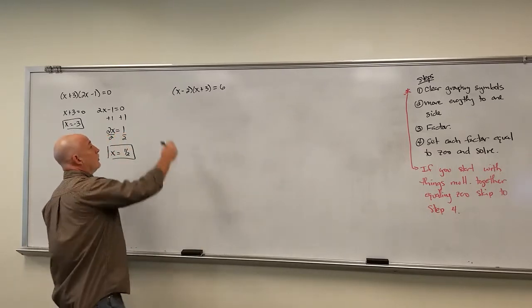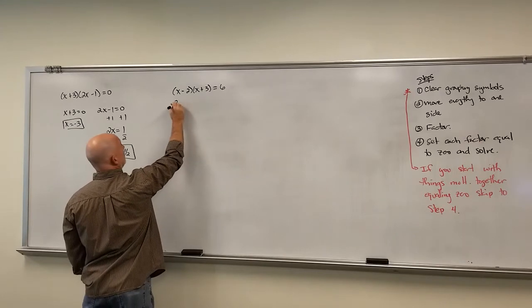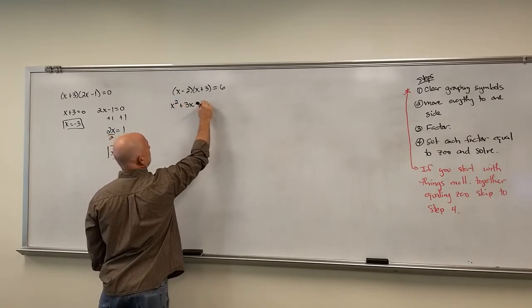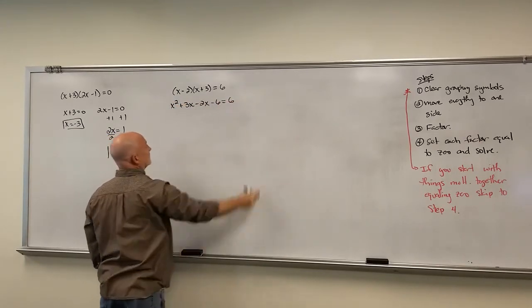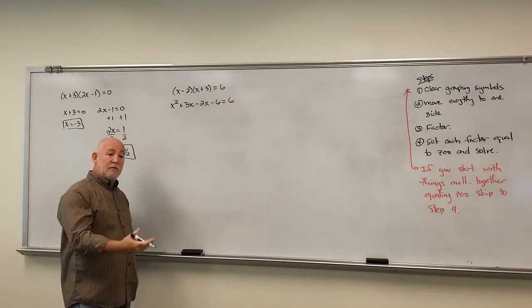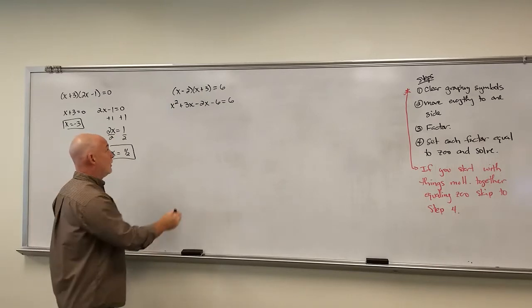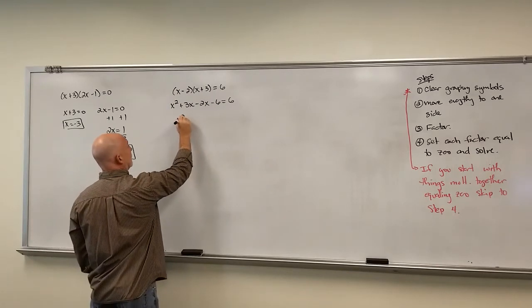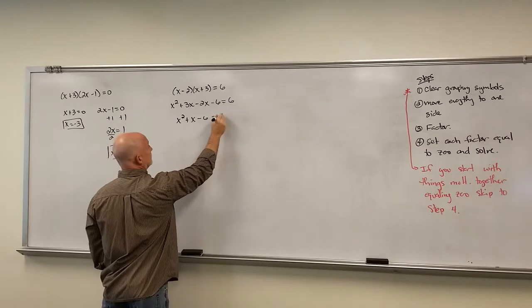Step 1 says clear grouping symbols. So let's start distributing. So I have x squared plus 3x minus 2x minus 6 is equal to 6. Next step says move everything to one side. But remember, our basic rule, before we move stuff around in an equation, we always want to combine any like terms that we can. x squared plus x minus 6 is equal to 6.